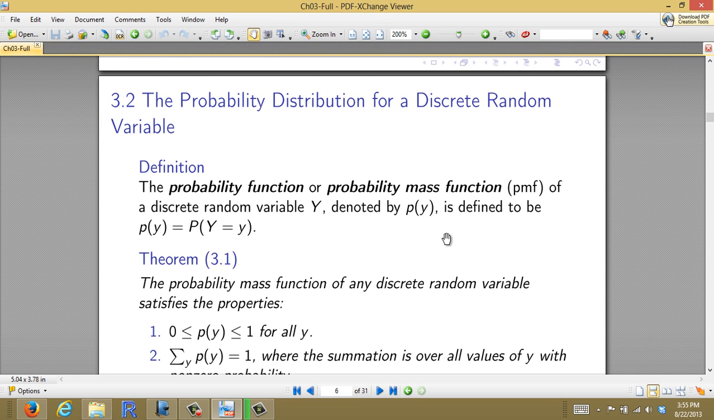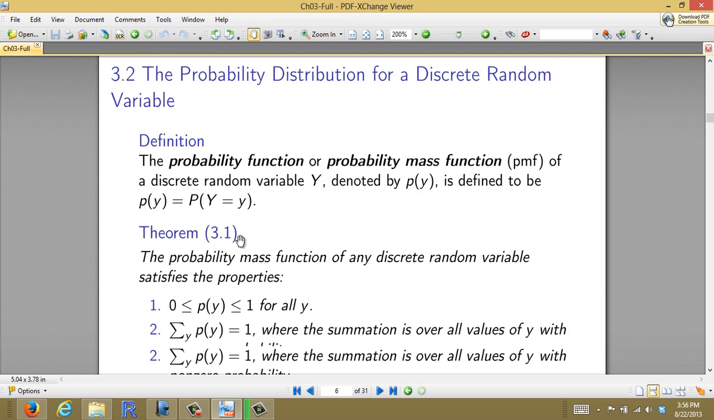A function related to discrete random variables is the probability mass function, or PMF. The PMF of a random variable y is denoted by lowercase p of y, and it's defined to be the probability that the random variable takes the specific value of y. Because a discrete random variable takes a countable number of values, we can actually talk about the probability that it equals a specific value in a sensible way.